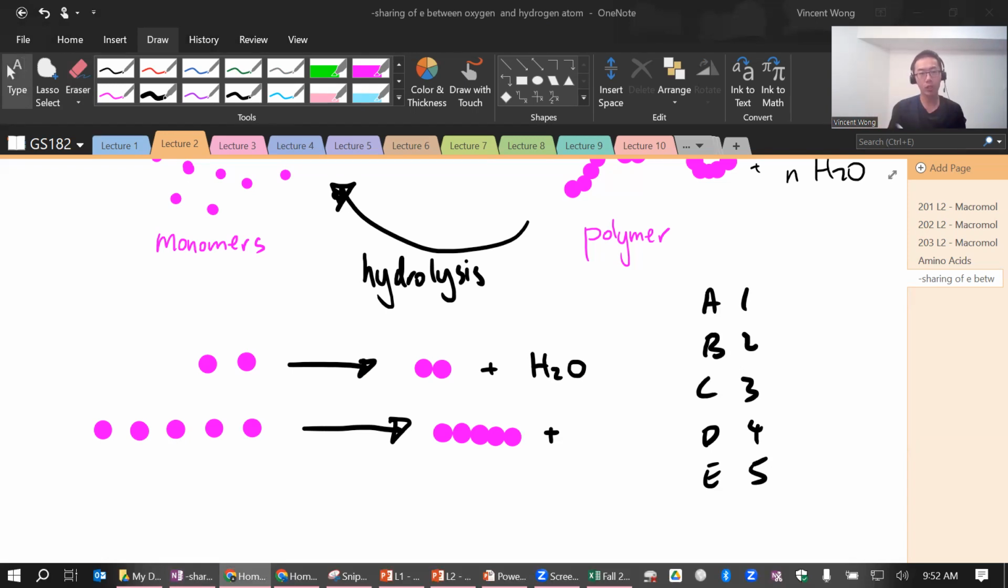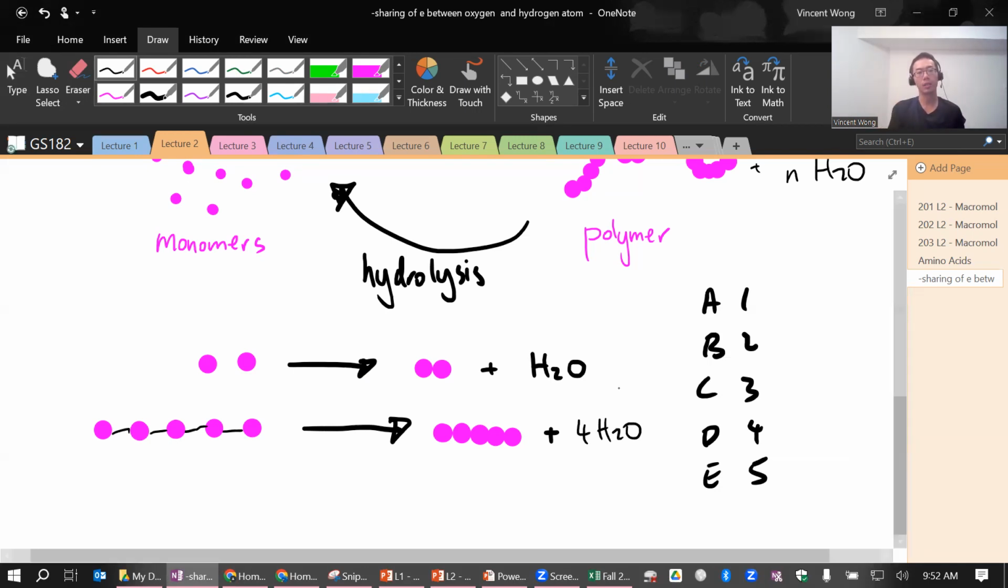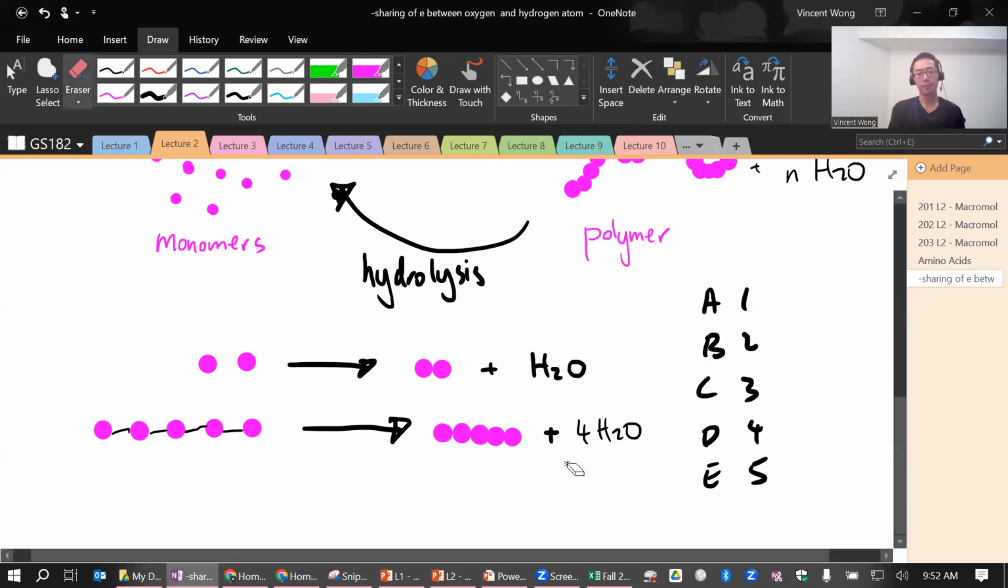Every time we join 2 together, we need 1 water molecule, right? So that's 1 water molecule, 2, 3, 4. Four H2O. Every time you join 2 things together, you need to remove a water molecule. So that's the answer.